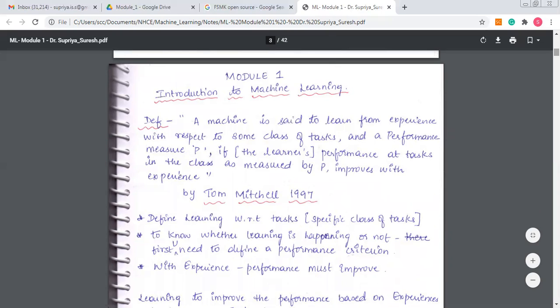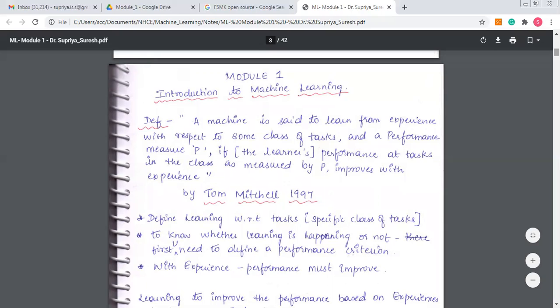Yes, there's one definition that was stated by Tom Mitchell in 1997, and the definition states like this. A machine is said to learn from experience with respect to some class of tasks and a performance measure P if the learner's performance at tasks in the class, as measured by P, improves with experience.